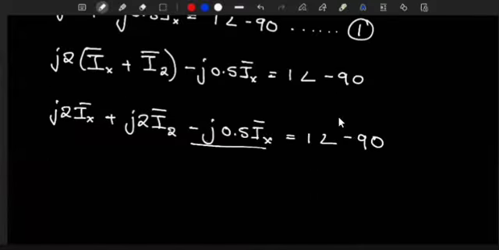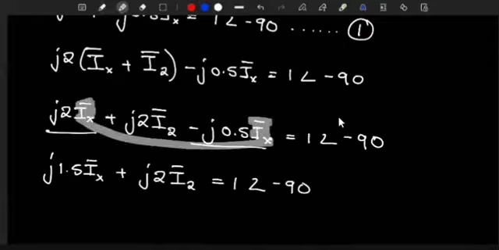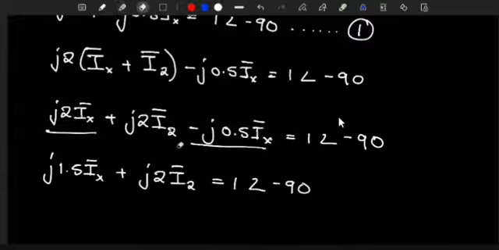Ix, these are like terms, so they can subtract. So we get j1.5 Ix bar plus j2 Ix bar. For me to say that they are like terms, I checked first, they must have the same current. Next, they must also both be complex. So that's how I ended up saying they're like terms.